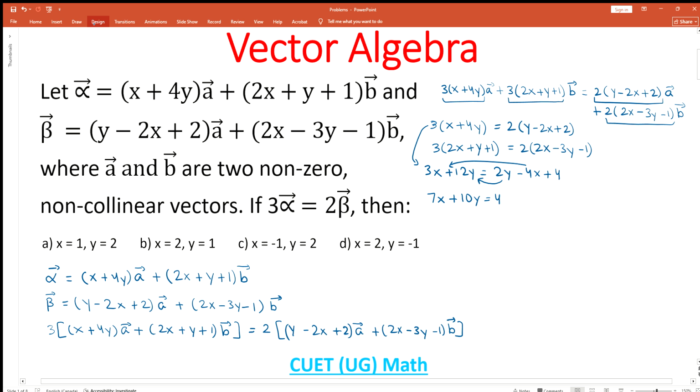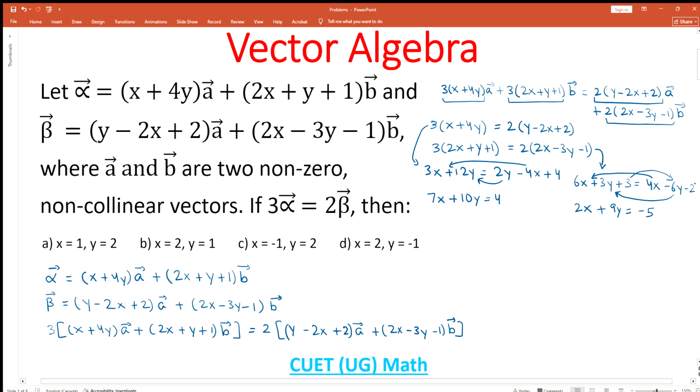Now we can simplify the second equation. We should distribute 3 on the left side and 2 on the right side. Now we can combine the x and y terms on the left side of this equation. 6x minus 4x is equal to 2x. 3y plus 6y is equal to 9y. And negative 2 minus 3 is equal to negative 5. This is the second equation we get for x and y.